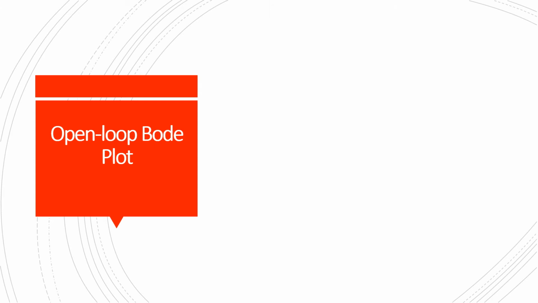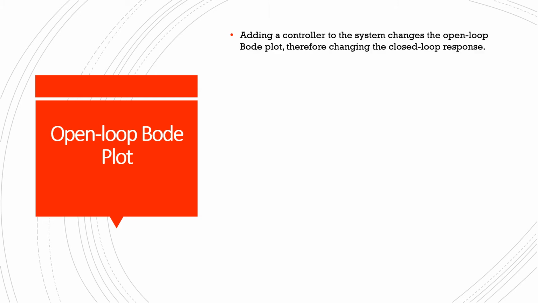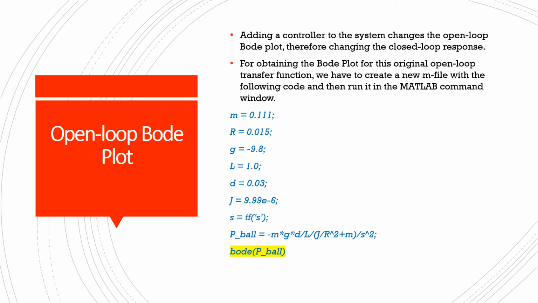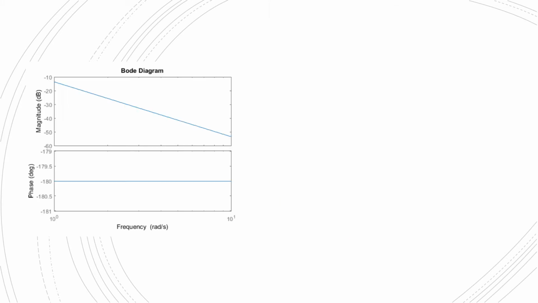In this section, we are going to obtain the open loop Bode plot of this ball and beam experiment. The main idea of the frequency-based design is to use the Bode plot of the open loop transfer function to estimate the closed loop response. By adding a controller to the system, it will change the open loop Bode plot, therefore changing the closed loop response. For that, we should obtain the Bode plot of the original open loop transfer function. For this, we should create a new M file with the following code and then run it in our MATLAB command window. This is the following Bode diagram obtained.